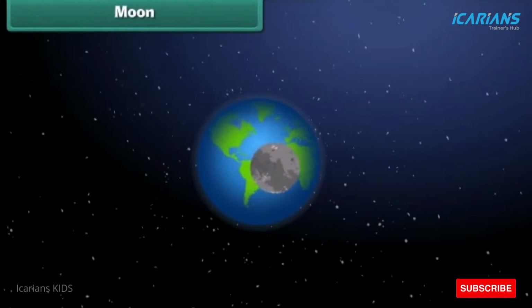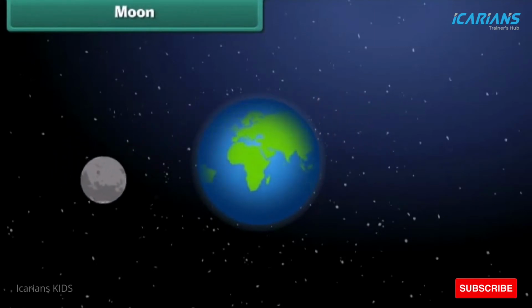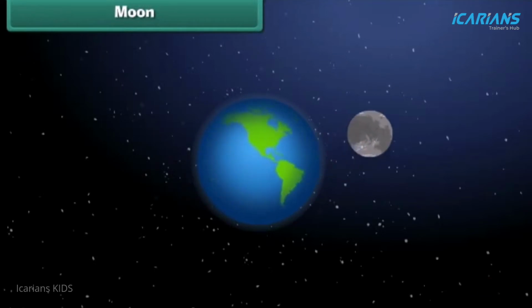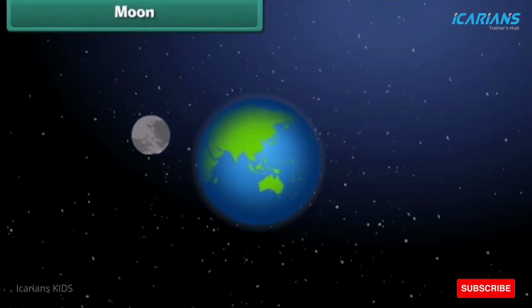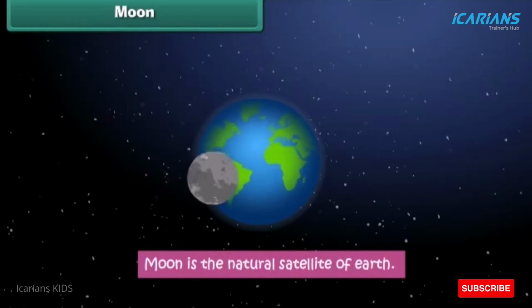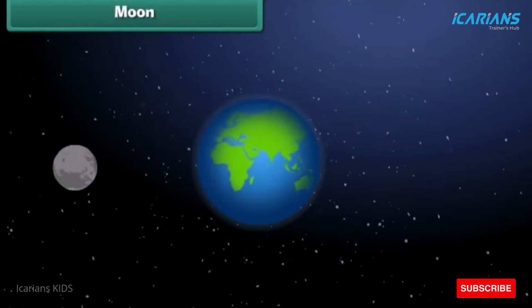Moon. A natural satellite is a celestial object that revolves around a planet. It is natural and not man-made. Moon is the natural satellite of Earth. It revolves around the Earth.